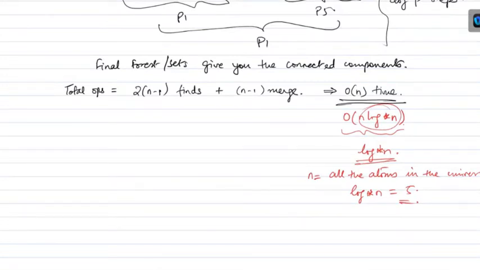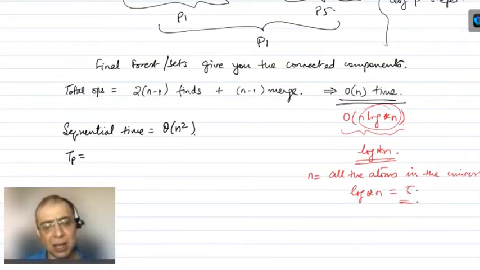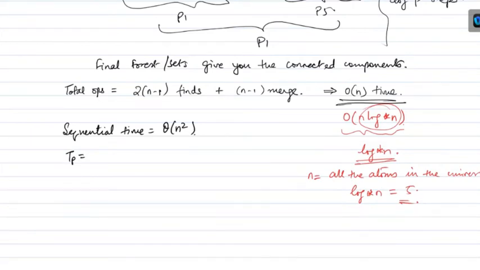Now let's analyze it. What was the sequential time? We said it's theta n square for dense graphs. So what about the parallel time? Every processor has to do the DFS, and that is proportional to the number of edges that are visible to it. And what is the number of edges visible to any processor? Theta n square by p. That's the way we did the row division of the adjacency matrix. So that's your compute component.